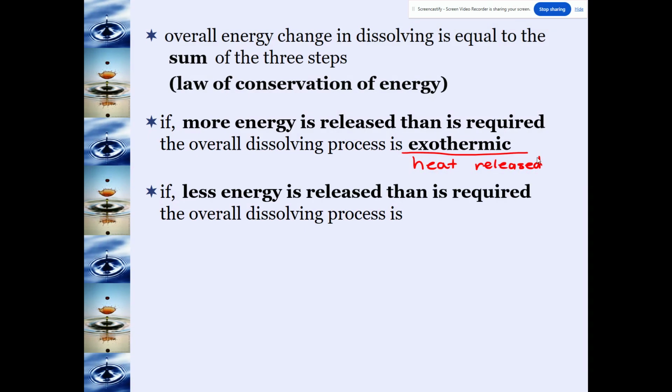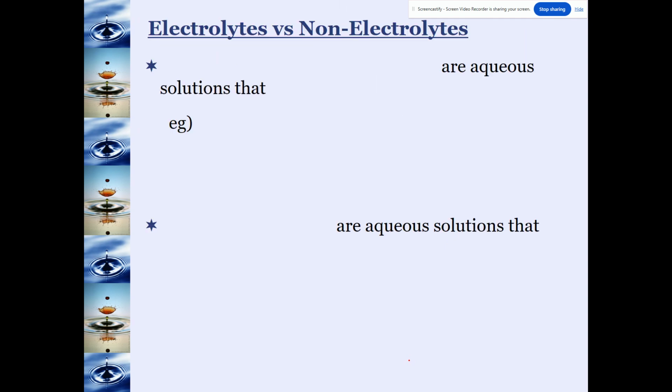If, however, less energy is released than is required, then the overall process is going to be endothermic, and you're going to need to add energy or add heat to make the process happen because it won't happen on its own. Okay? This will also feel cool. When you make this process happen, it absorbs the energy from the surrounding environment, so it's going to feel cool during that process. Okay, so that's the steps of dissolving.